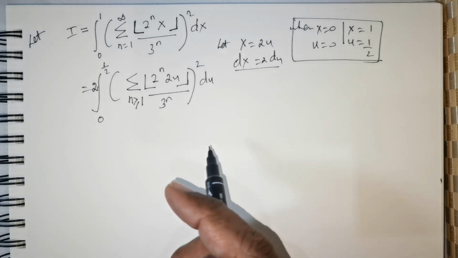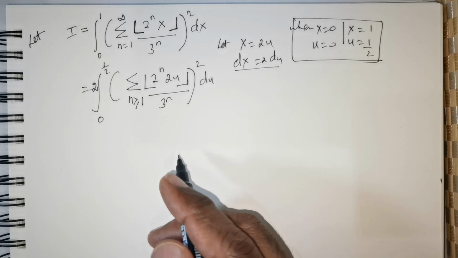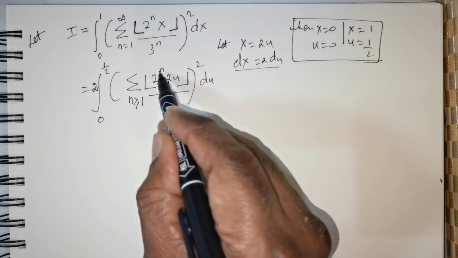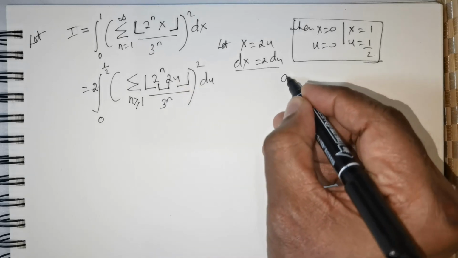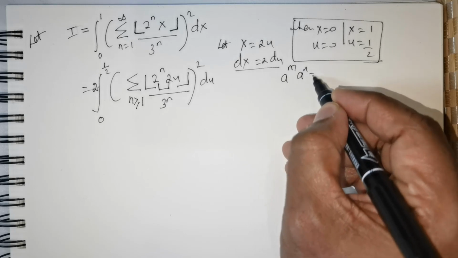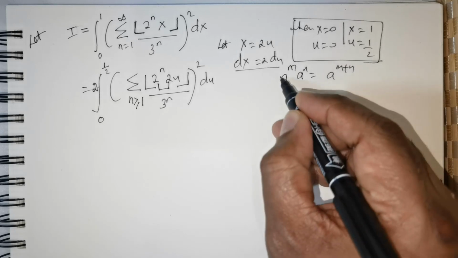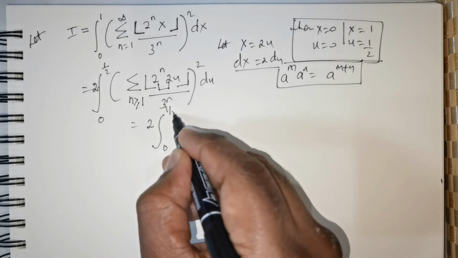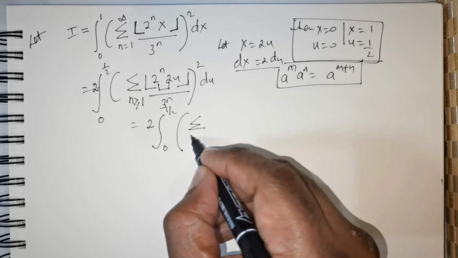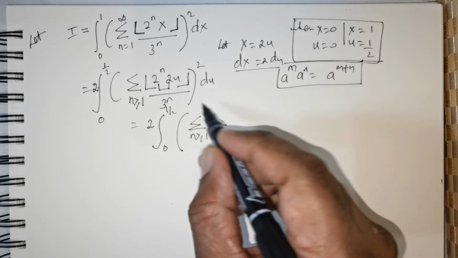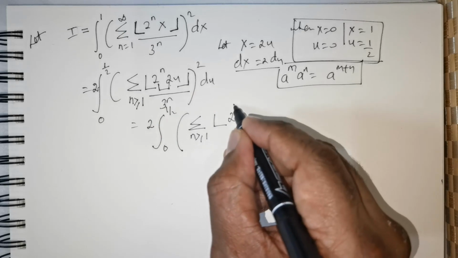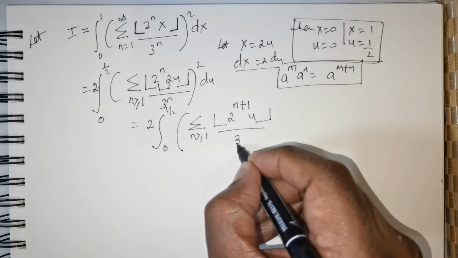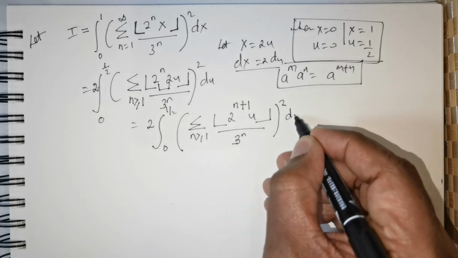Now, what I wish to do is club the 2 raised to the power of n with this 2. By the law of indices, a raised to the power of m times a raised to the power of n is equal to a raised to the power of m plus n. So this is going to be equal to 2 times integral 0 to 1 over 2 sigma n greater than or equal to 1, floor function of 2 raised to the power of n times 2, that's 2 raised to the power of n plus 1 times u, complete the floor, divided by 3 raised to the power of n. This is raised to the power of 2 times du.